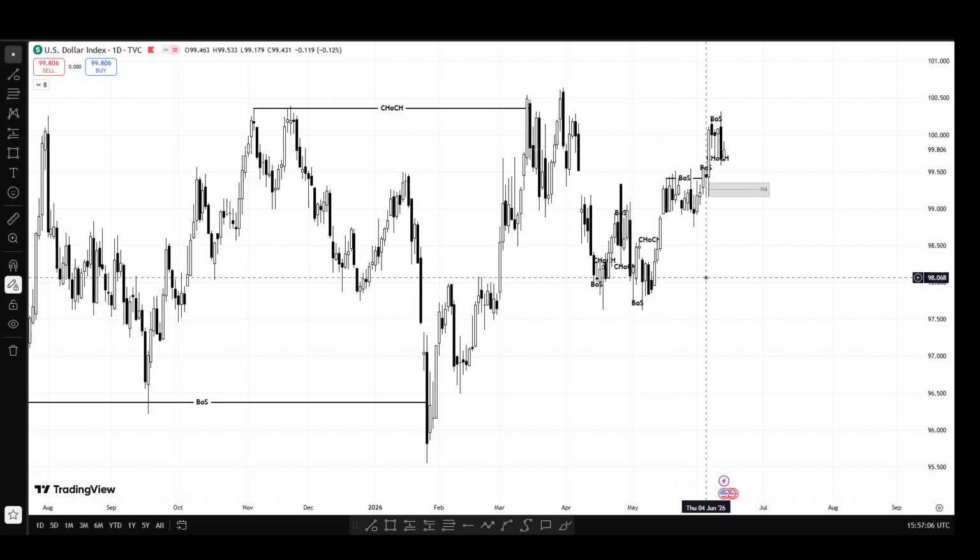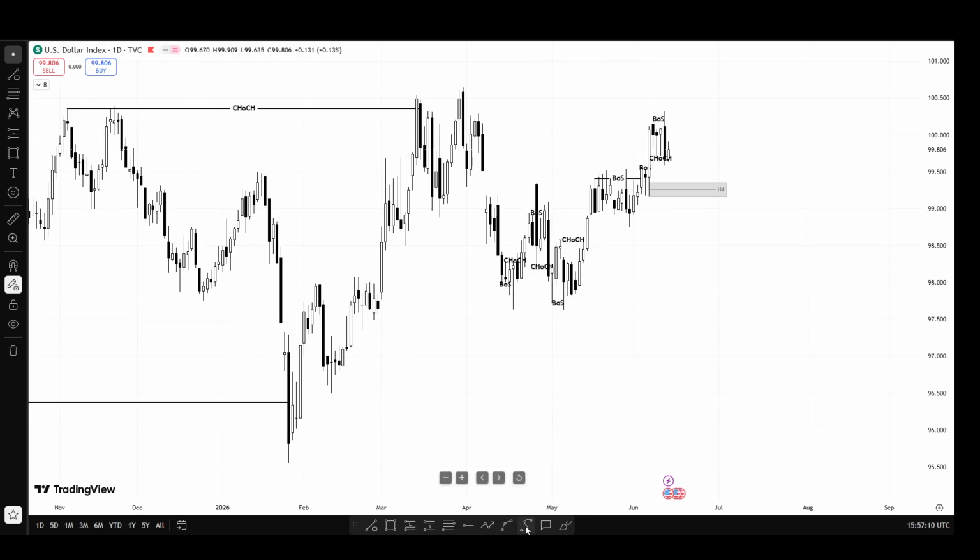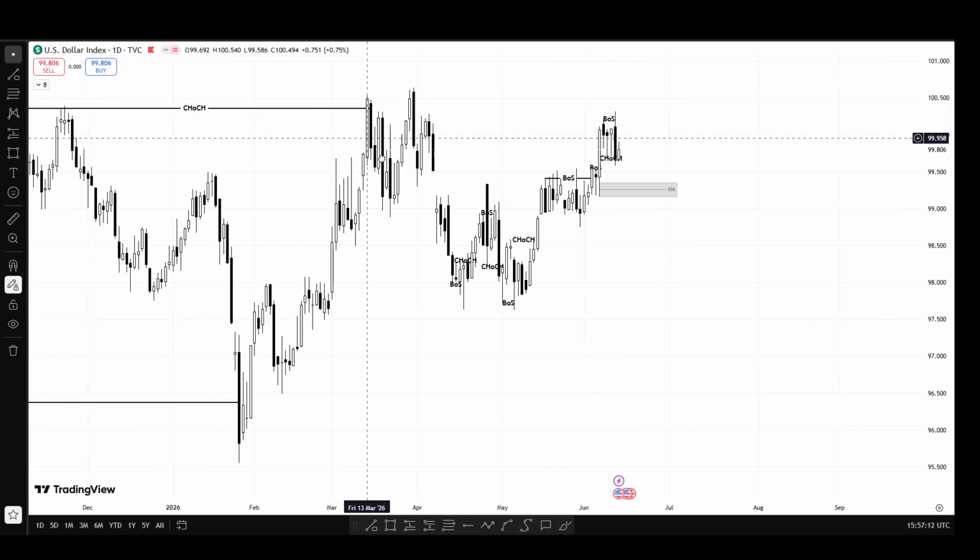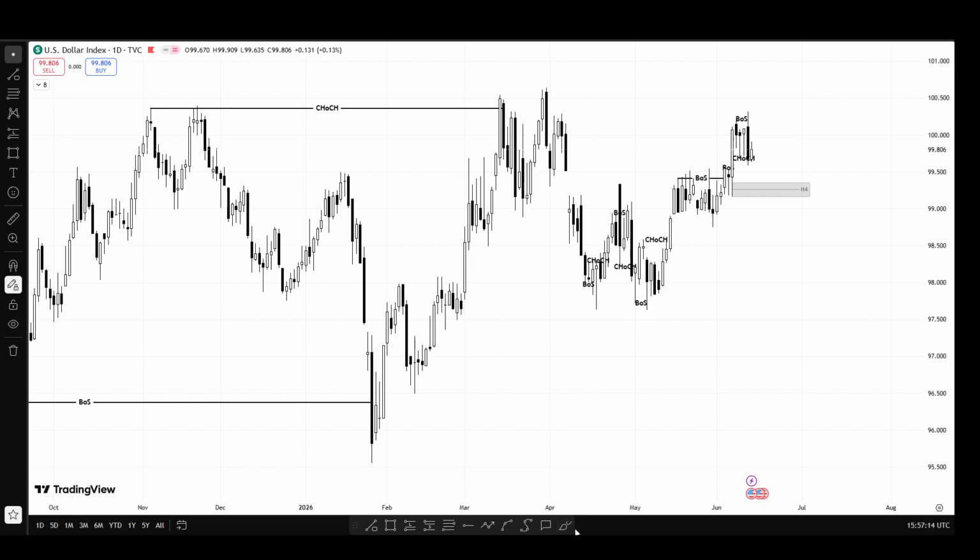We'll be having a top-down analysis on the dollar index, the euro index, and then the pound. On the dollar index, on the daily time frame, you can see that you're having a closure here to indicate a break of structure to the upside. On the daily time frame, we're having a close there for a change of character to the upside.